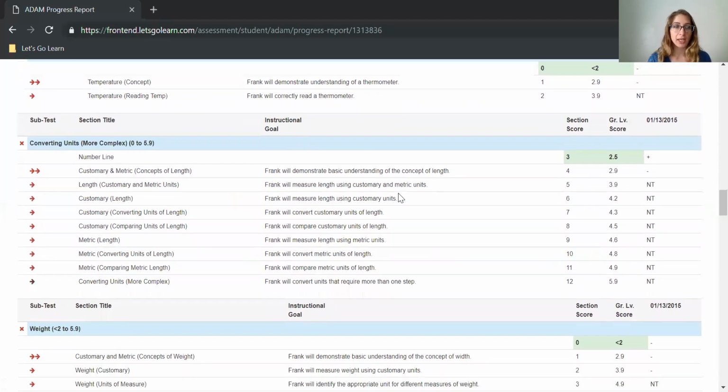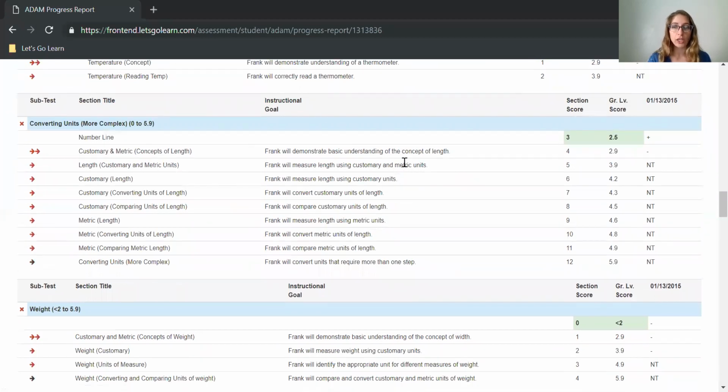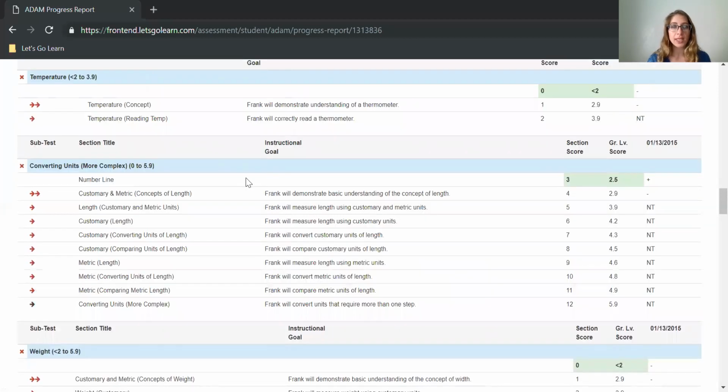Now, if we come next, we can see, okay, converting units. And if we look at the skills covered in converting units, we're looking at length. We're looking at units of length, both customary, so inches, feet, yards, miles, etc., and then the metric units, for example, centimeters, meters, kilometers. So when looking at this student, they did understand how to use the number line, but they did not understand the basic concepts of length. So that skill is a second grade skill once again.